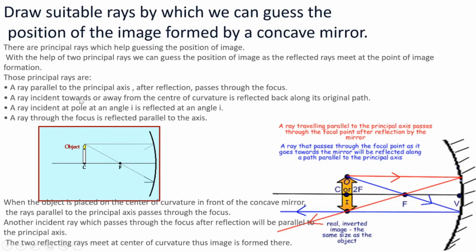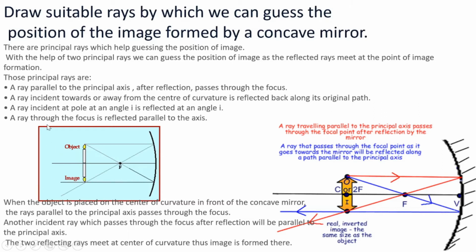A ray incident towards or away from the center of curvature is reflected back along its original path. So it is reflected back. Is it reflecting back or not? The ray incident at the pole at an angle i is reflected at an angle i. Angle of incidence equals angle of reflection. See here, it is incident and then reflecting.